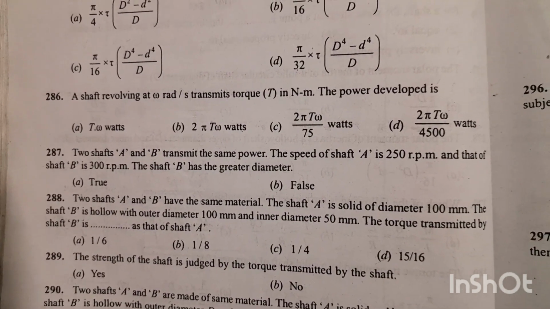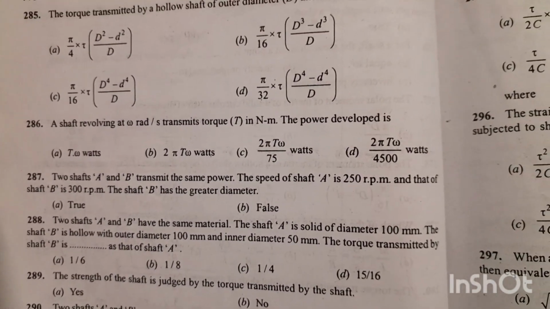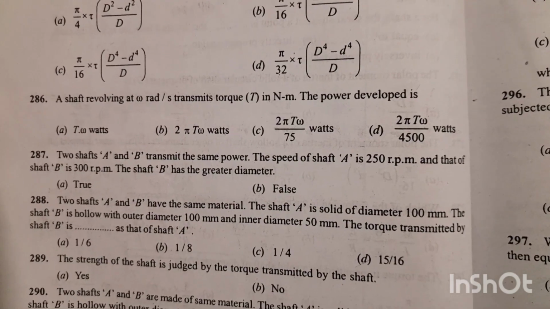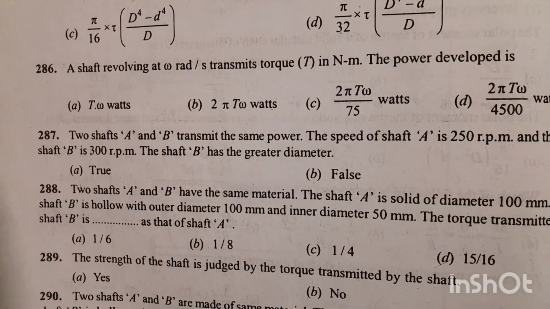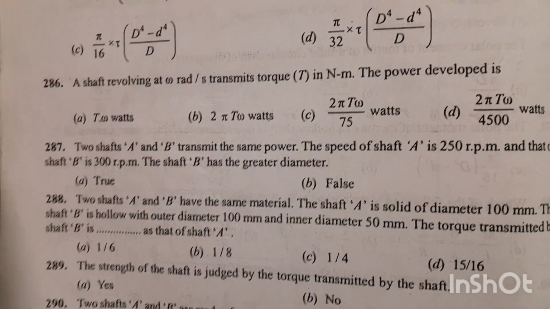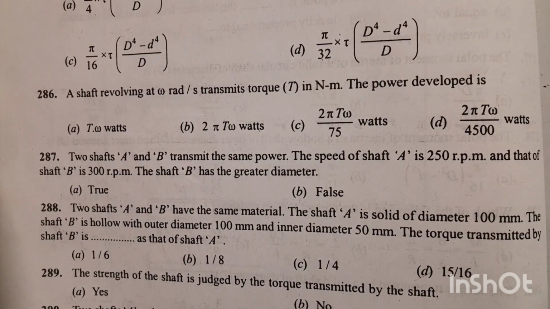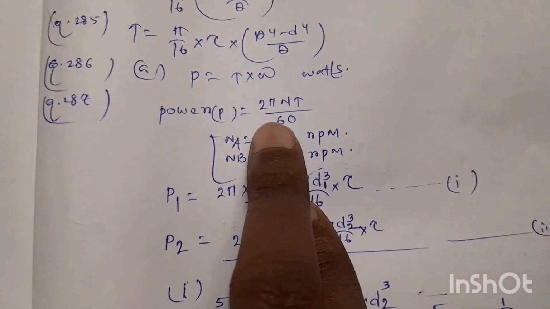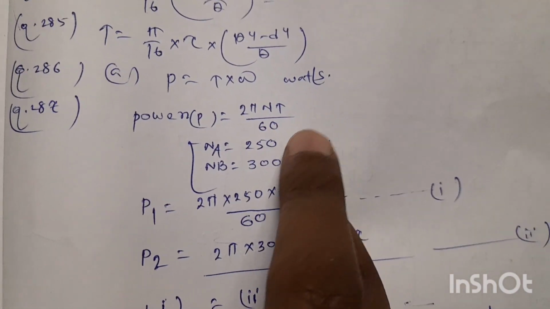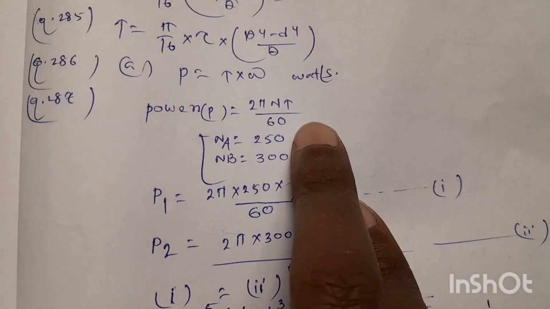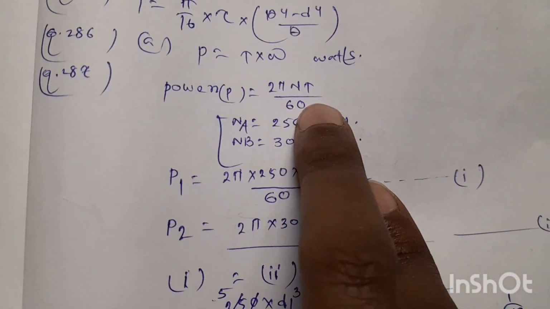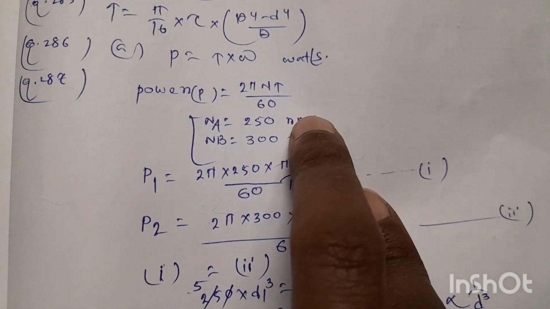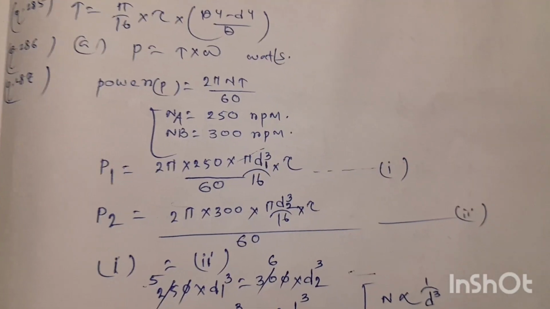The speed of shaft A is 250 rpm and the speed of shaft B is 300 rpm. Shaft B has the greater diameter. We have to calculate and determine the option. We know power P will be equal to 2 pi NT divided by 60. N is the revolution of the shaft per minute and T is the torsion of the shaft.